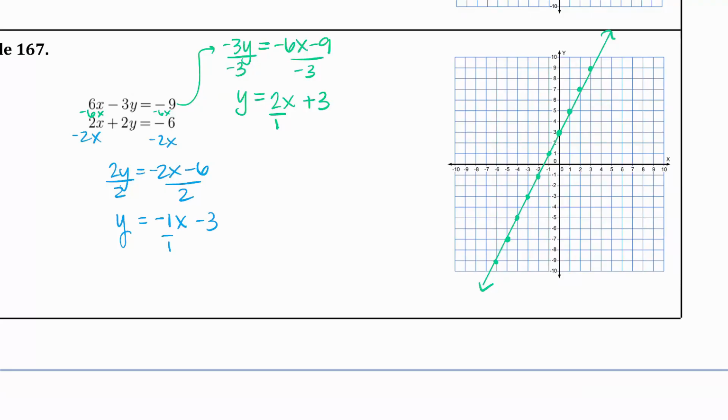Okay, so the y-intercept of this line is negative 3. The slope is negative 1. So I begin at negative 3, and I move down 1 over 1, down 1 over 1. Or up 1, left 1, up 1, left 1. We see that point right there, the point of intersection. So I'm going to draw my second line. This right here is the point that we're interested in, so our solution here is going to be negative 2, negative 1.